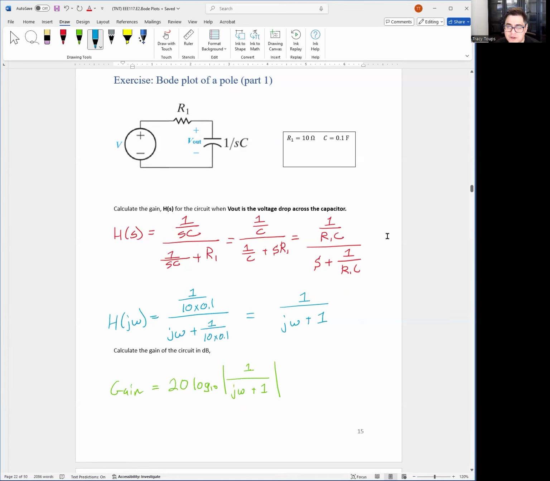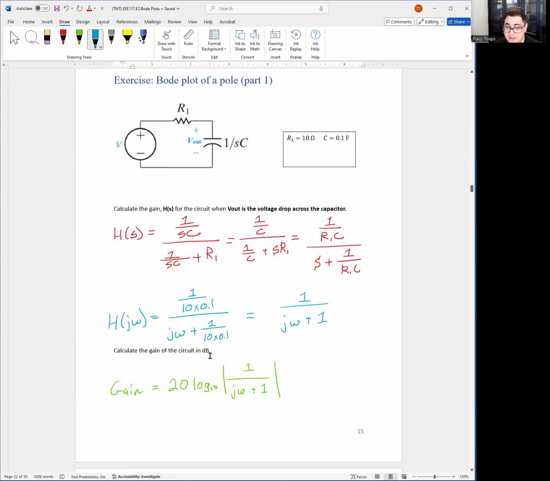Clean this up a little bit. You're going to have 1 over RC divided by S plus 1 over RC. So clearly there's a pole on the denominator. Go ahead and plug in JW, set H of S, and R and C as hard numbers. You're going to simplify all this to 1 over JW plus 1. So we have a pole at frequency W equals 1.